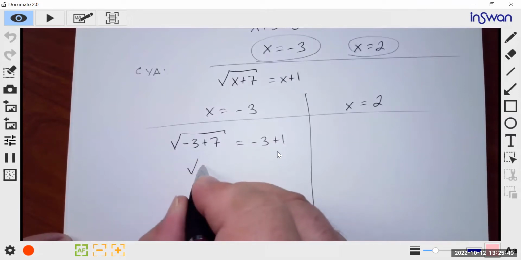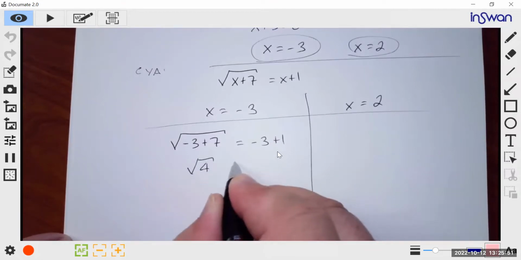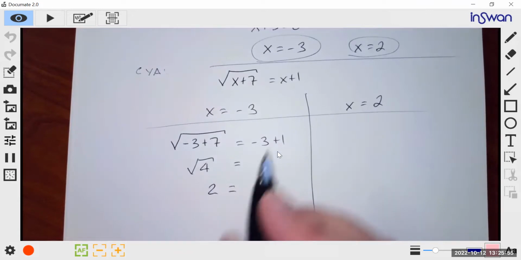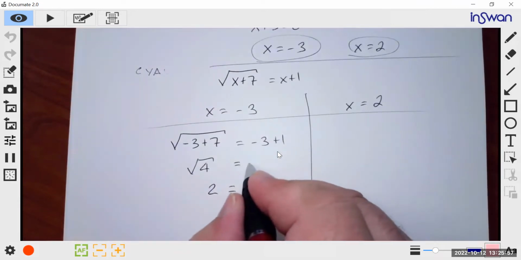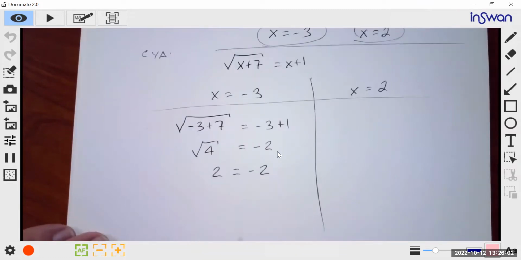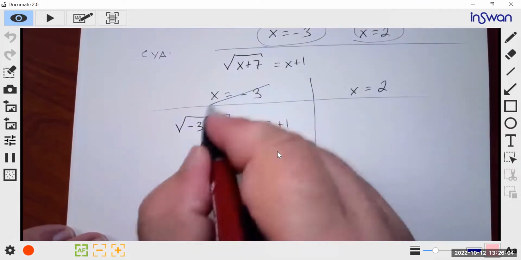Negative 3 plus 7 is 4. Square root of 4 is 2. Negative 3 plus 1 is negative 2. Does 2 equal negative 2? So it can't be negative 3.